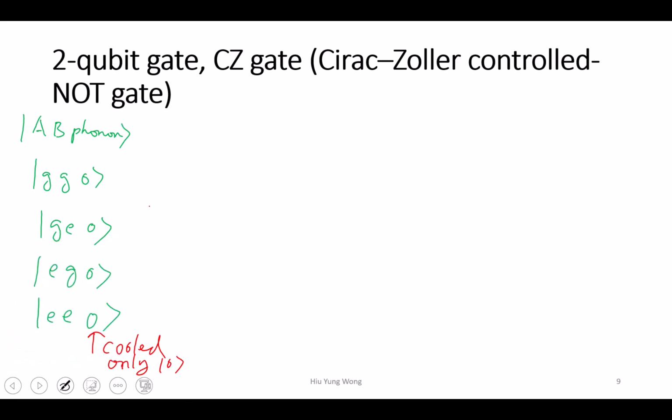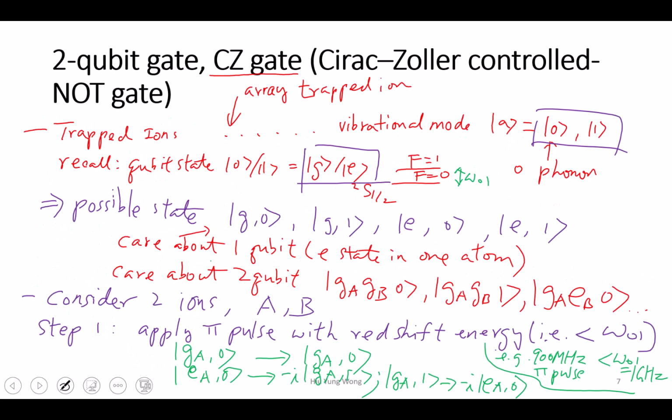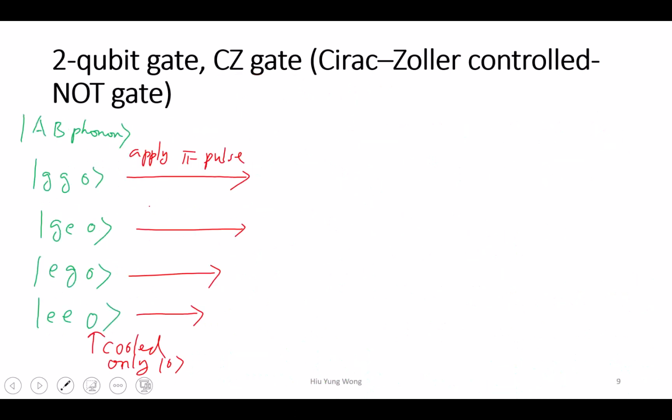Okay, so everything looks okay. Then that's what I'm going to do. I'm going to apply a redshift pi pulse. Okay, what will happen? Based on what we learned earlier, when atom A is at ground state, you have 0 phonon, no change. But if your atom A is at excited state, you have 0 phonon, it becomes ground state and 1 phonon with a phase shift of -i. Okay, so let's look at this.